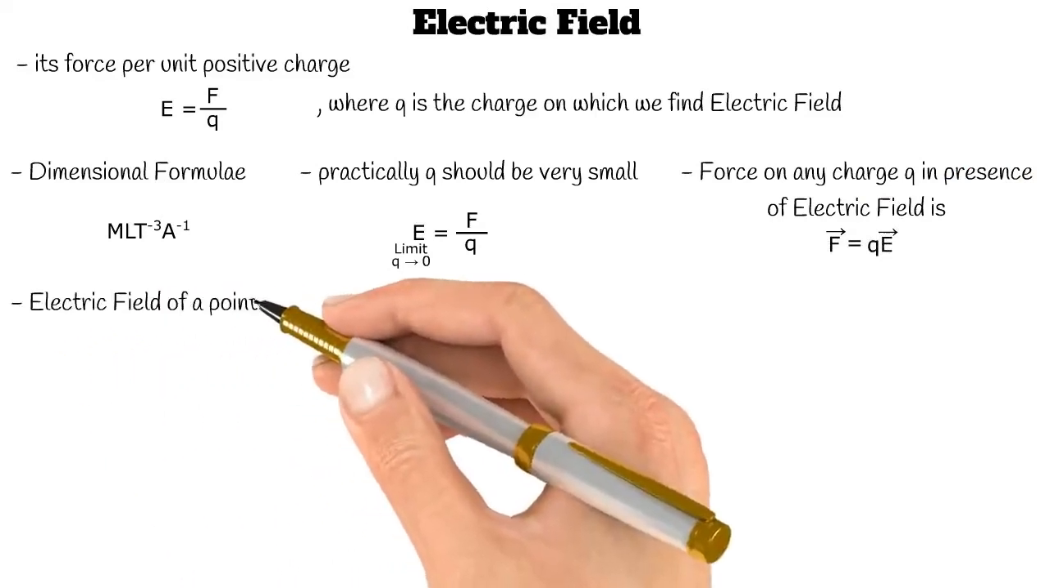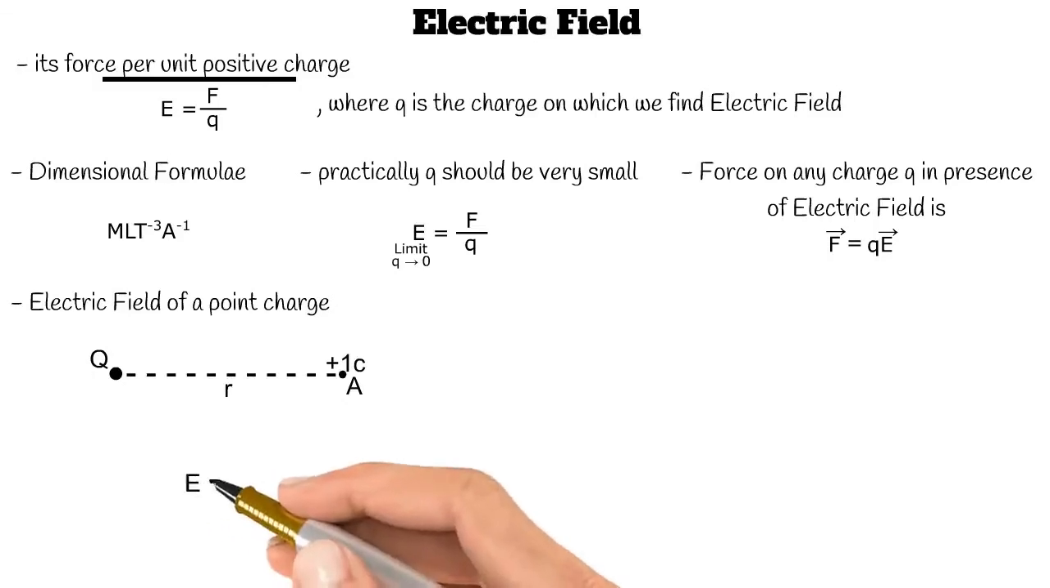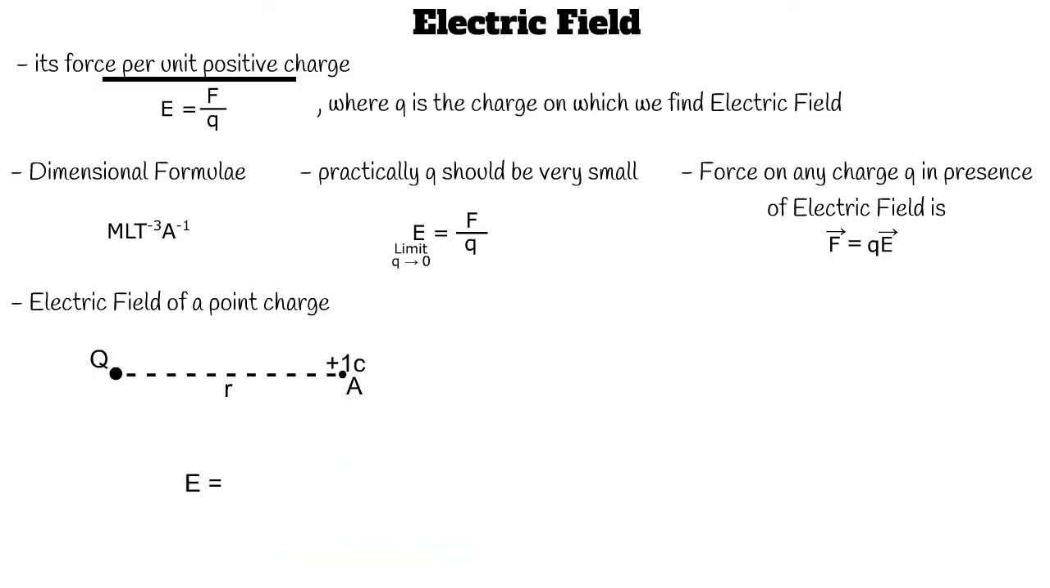Electric field of a point charge capital Q. Finding electric field at point A due to point charge capital Q. As we already know, force on unit positive charge is electric field. So let's take a unit positive charge at point A. Electric field equals force on that charge, which is equal to kQ times unit positive charge upon r square.